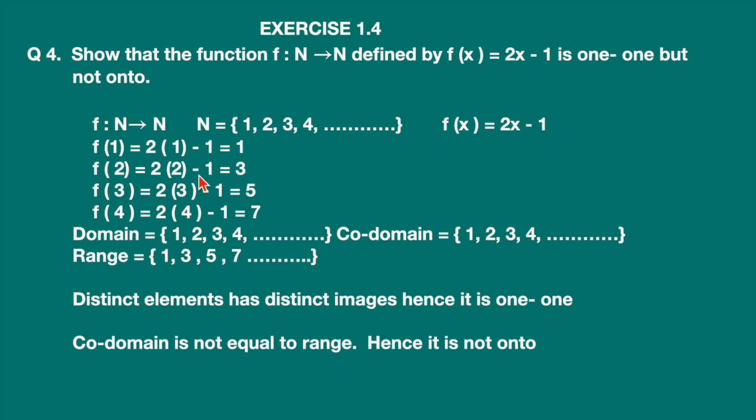So here you can see that distinct elements of this set A, that is the domain, here in this case the set of natural numbers, will have distinct images in the codomain. So let's write down. Domain is the set of natural numbers. Codomain is also the set of natural numbers. The range is 1, 3, 5, 7, ... So distinct elements have distinct images. Hence it is one-to-one, and codomain is not equal to range. You can see they are completely different. Hence it is not an onto function.